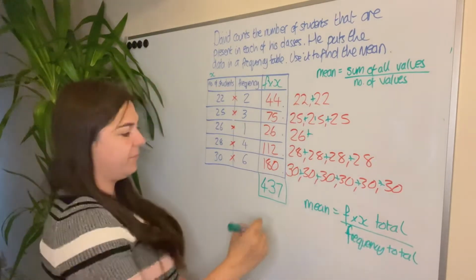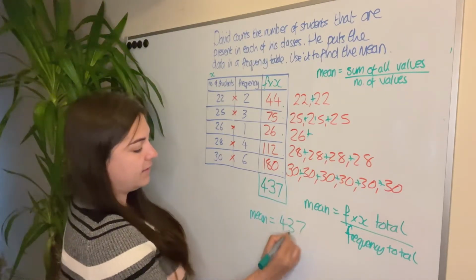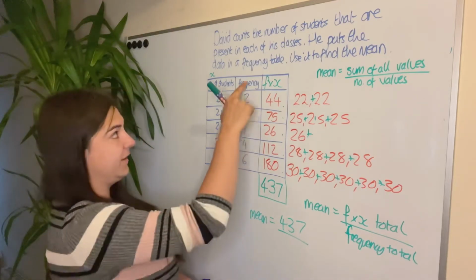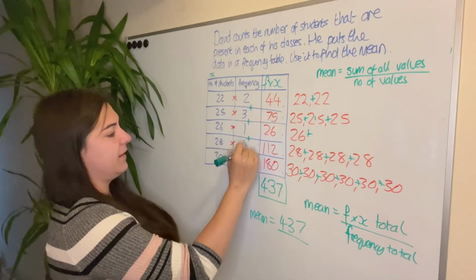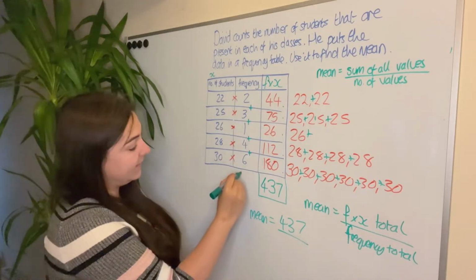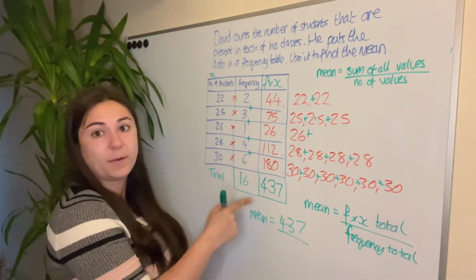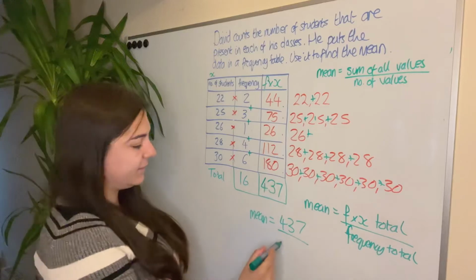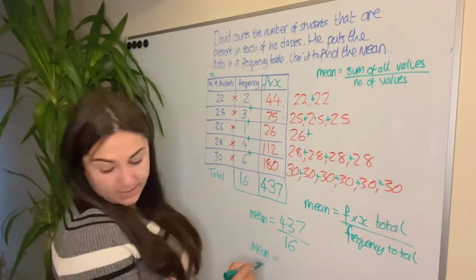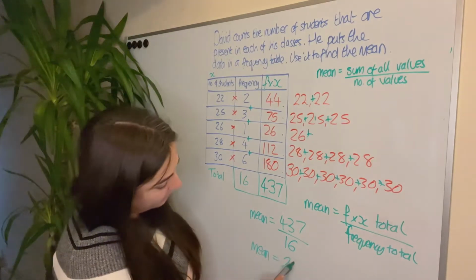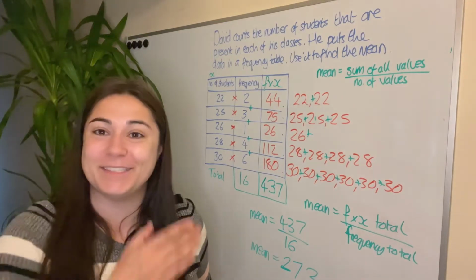Okay, so my f times x total to work out the mean would be 437 divided by the total number of values. Now, how many classmates were asked? 2 plus 3 plus 1 plus 4 plus 6 gives me 16. Okay, so it's up to you to realise that you need to come up with that final total column. So I do 437 divided by 16, and the mean is 27.3. So on average, there were 27.3 students in his classes.